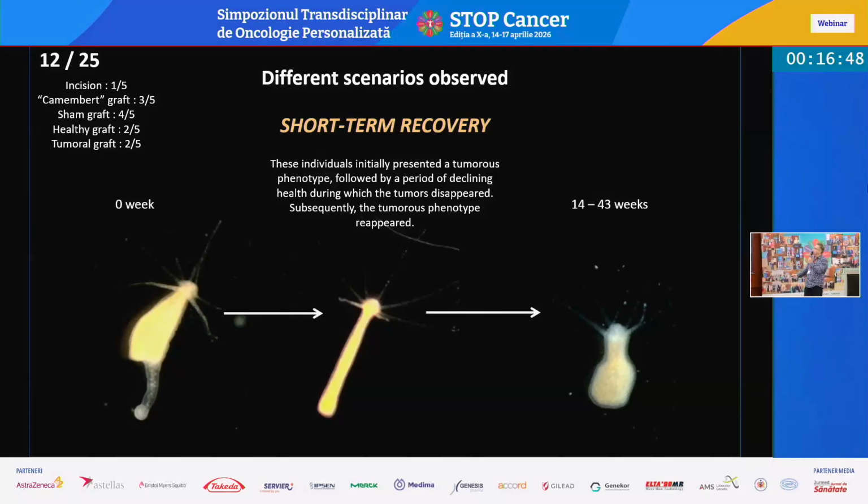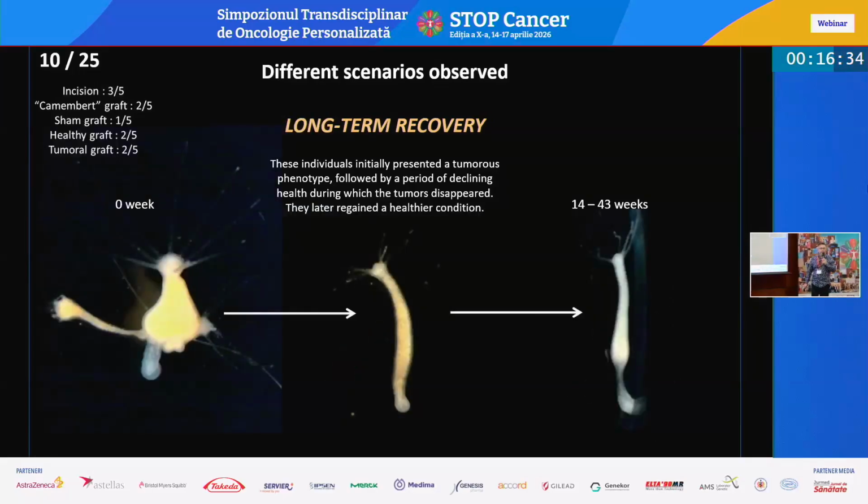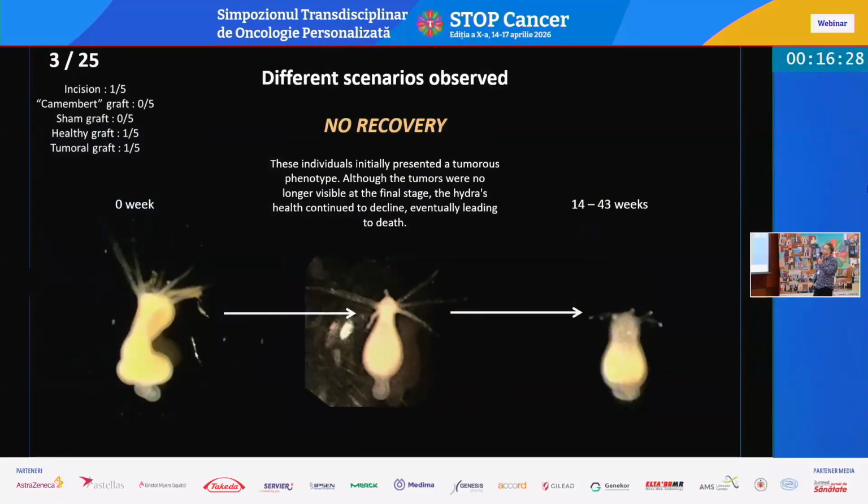So the first one, in 12 cases out of 25, we observe a short-term recovery. That is to say that just after the GPC-based treatment, the hydra was apparently cured, but unfortunately for the hydra, the tumor came back. In 10 cases out of 25, we obtained a long-term recovery. And in only 3 cases out of 25, there was no recovery of the hydra.